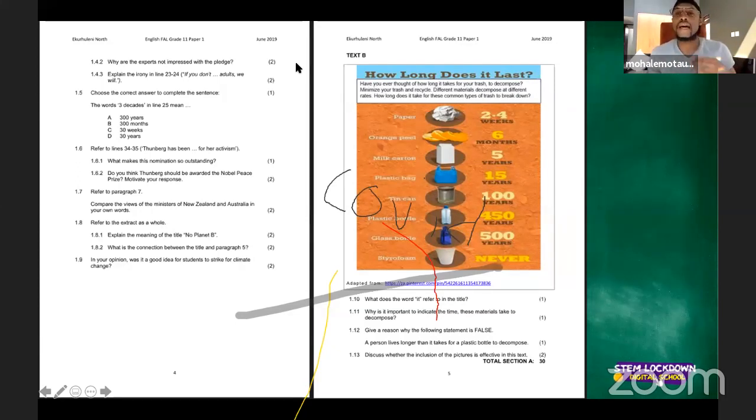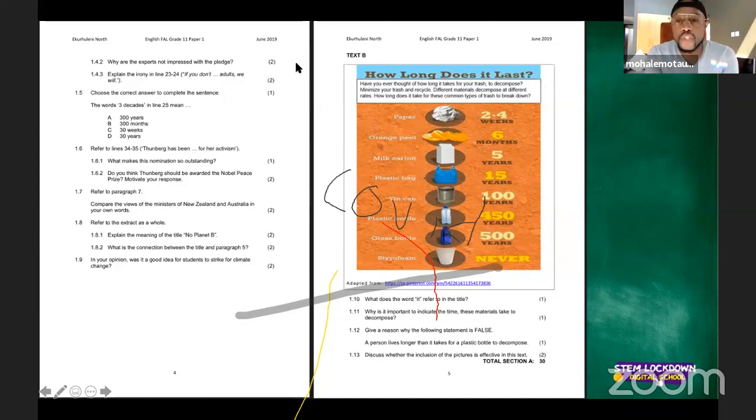So here they're giving us, practically, how long it takes for certain materials or certain products to decompose. Let's go to the questions. What does the word it refer to in the title? Now, if we're looking at the pictures, they are showing us how long it takes for trash to decompose. So how long does it last? It refers to the trash that they are showing us in the pictures. I hope you guys are still with me.